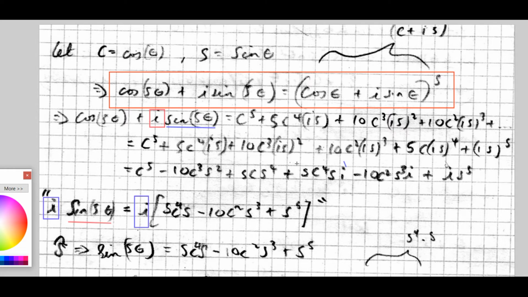And that is, if you can see, we have the 5 c to the power 4 s, so that's cos to the power 4 sine theta. We have the minus 10 cos squared sine cubed, and we have the i s to the power 5 here. Now, in these circumstances, I can factorize out each i, and I'm left with the idea then that the sine phi theta must be equal to these three terms.